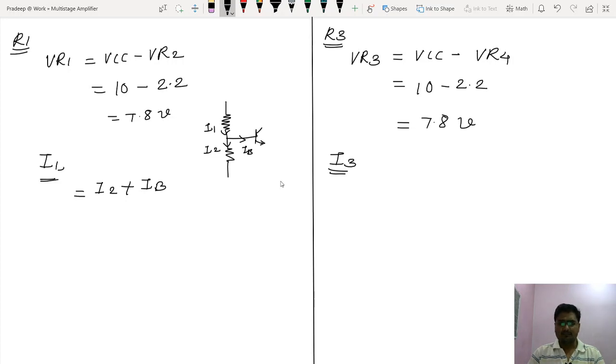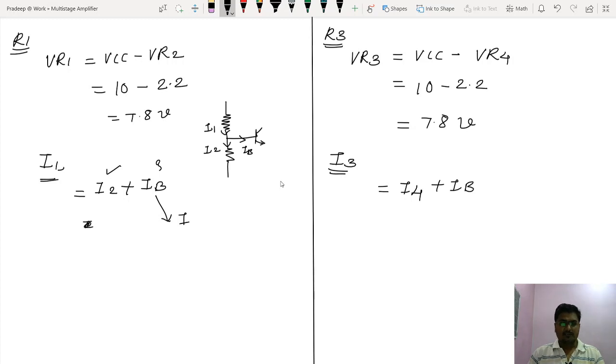Here I can write the same thing. I3 is equal to, what is the value of I3 then? It will be the current flowing through resistor R4, that is I4, plus the base current IB. So right here, the value of I2 is known, but the value of IB is not known. So it means somewhere I need to calculate the value of IB first. How can I calculate the value of IB?